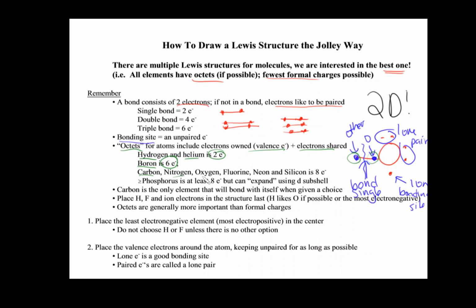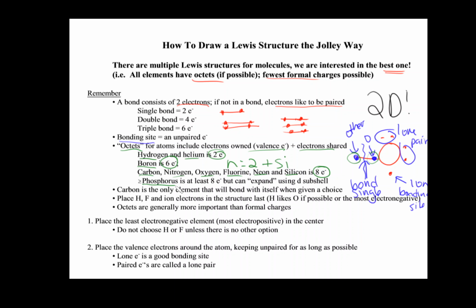Carbon, nitrogen, oxygen, fluorine, neon, silicon is 8 and only 8. And if you'll notice, I'm not using the metals because this is for covalent bonding. So I use only the non-metals and the metalloids. So carbon, nitrogen, oxygen, fluorine, neon, and silicon. This is the N equals 2 plus silicon. They are 8 and only 8.